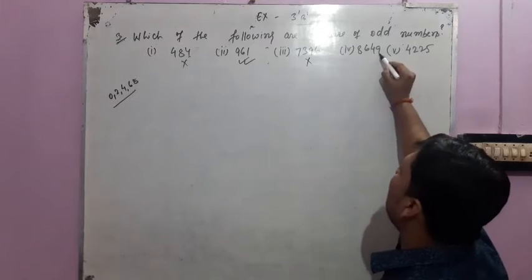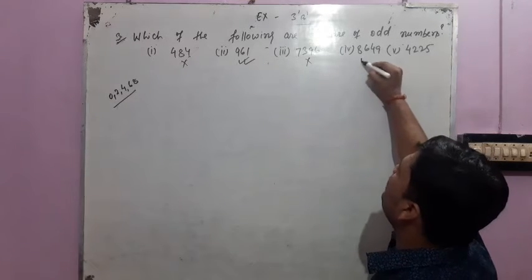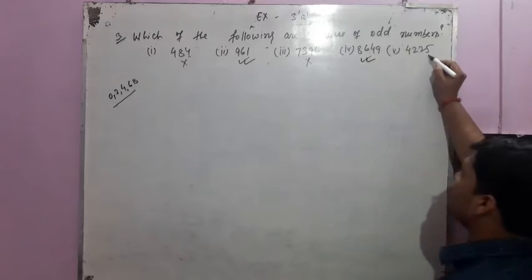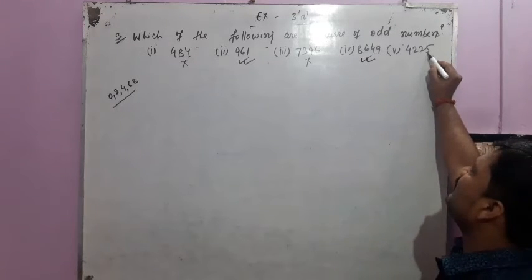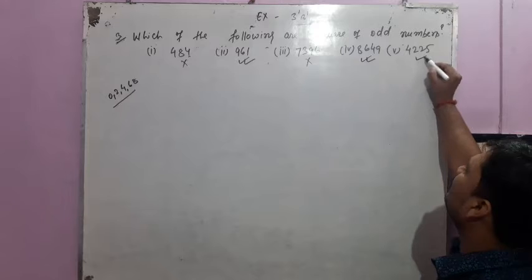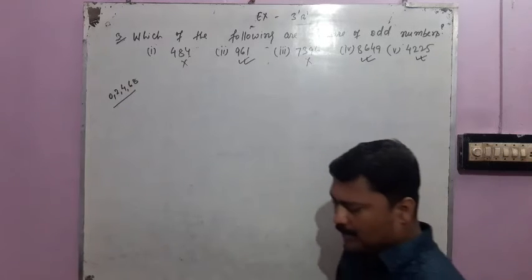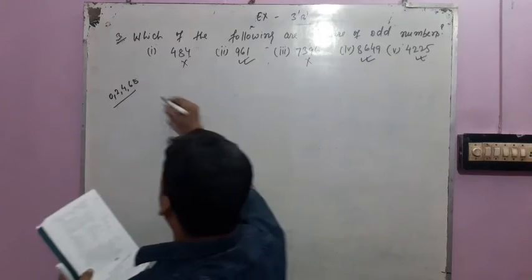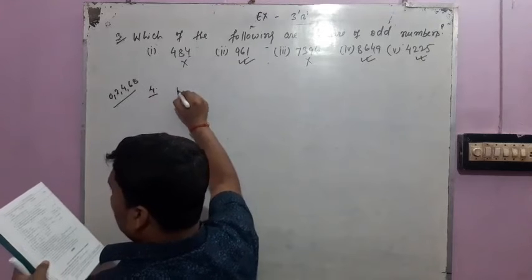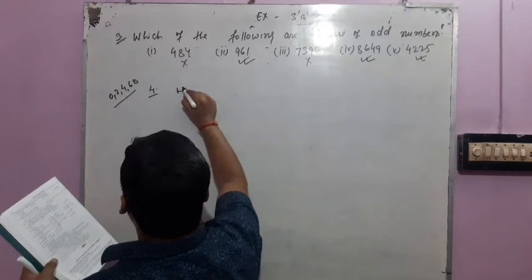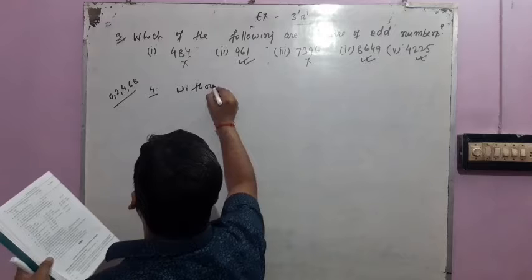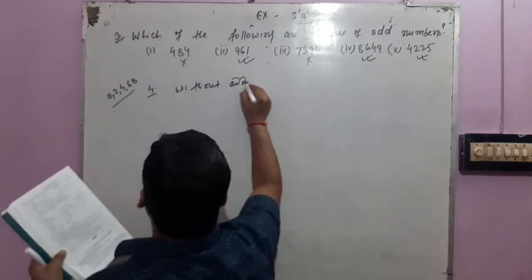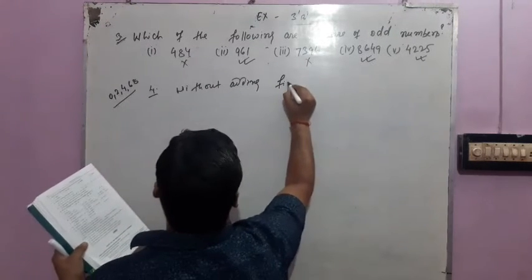Here the last digit is 9. It is not an even number, so it is a square of an odd number. Here also the last digit is 5, so it is also a square of an odd number, because it is an odd number. Now in question number 4, it is given: without adding, find the sum.